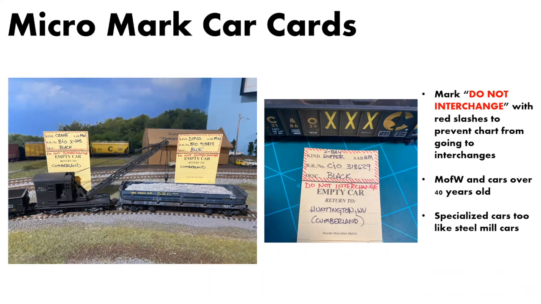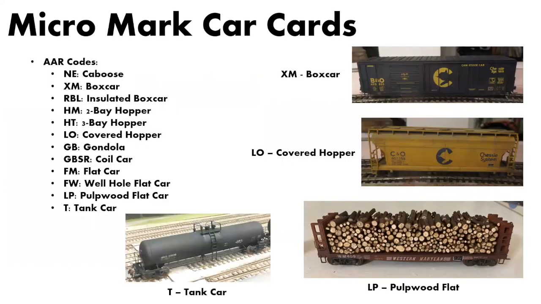For example, on the right-hand side there, that old two-bay hopper is so old it can't be interchanged, but I can still run it from a B&O mine to the B&O docks in Baltimore and ship coal with it and make money. I just can't give it to the Norfolk and Western. That's why I put the do not interchange. That's also the case if you happen to have a steel mill. I do not, but there are cars that are captive in their industry forever and never leave. You would do the same thing with those types of cars.